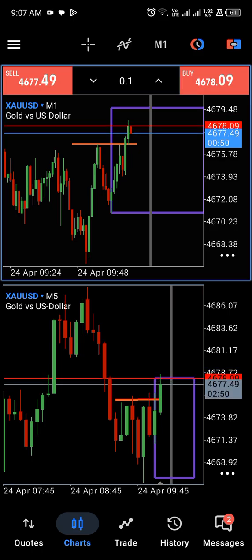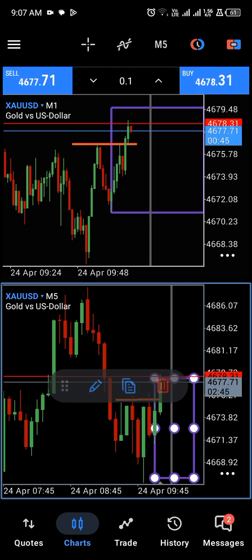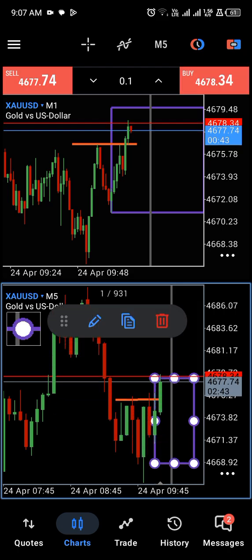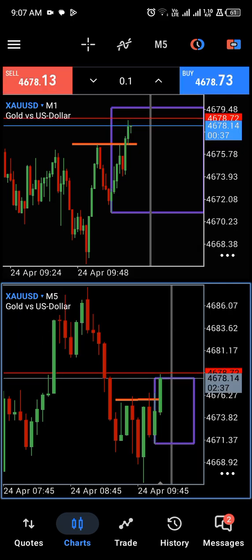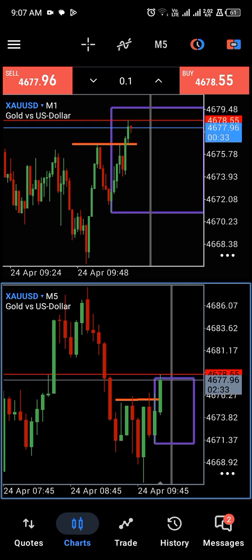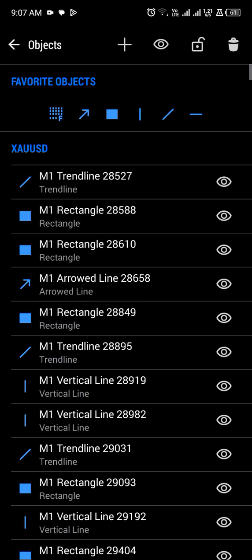What I can do is adjust this purple rectangle to this recent low, and then I will just be paying attention continuously as the market unfolds.